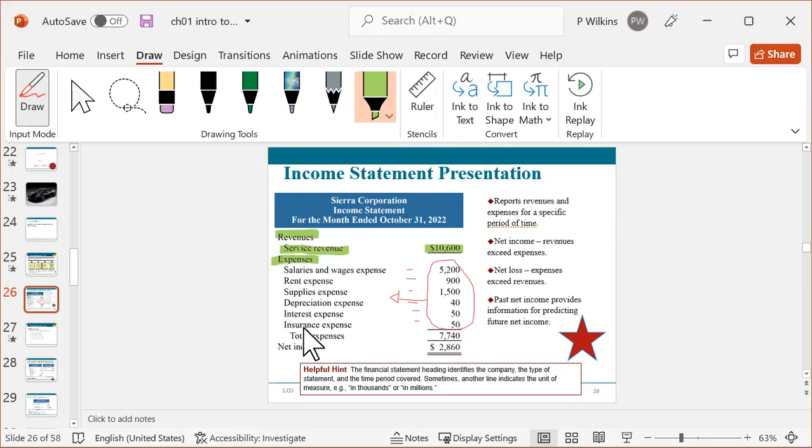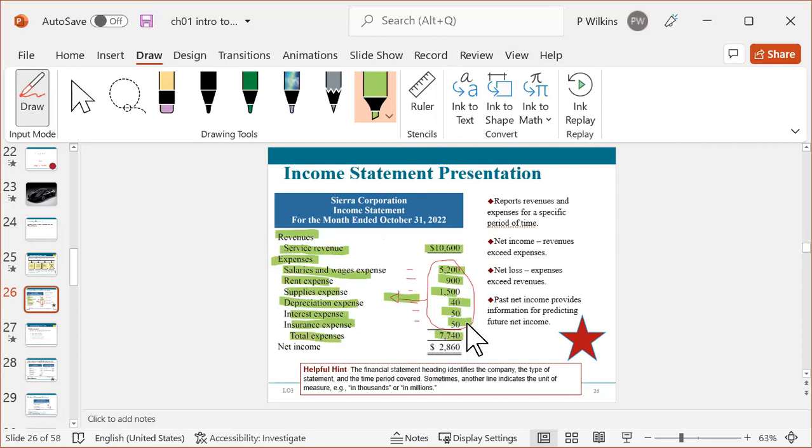So we have salaries and wages expense, $5,200. We have rent expense, $900. We have supplies expense, $1,500. We have depreciation expense, $40. We have interest expense, $50. We have insurance expense, $50. Now, remember, those would all be indented, right, over to here. And then you would total all those up, and then you would have a title saying total expenses for $7,740, okay?